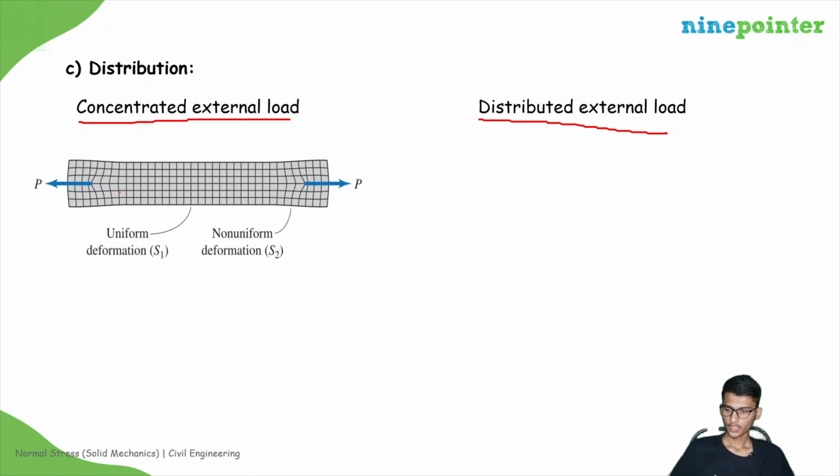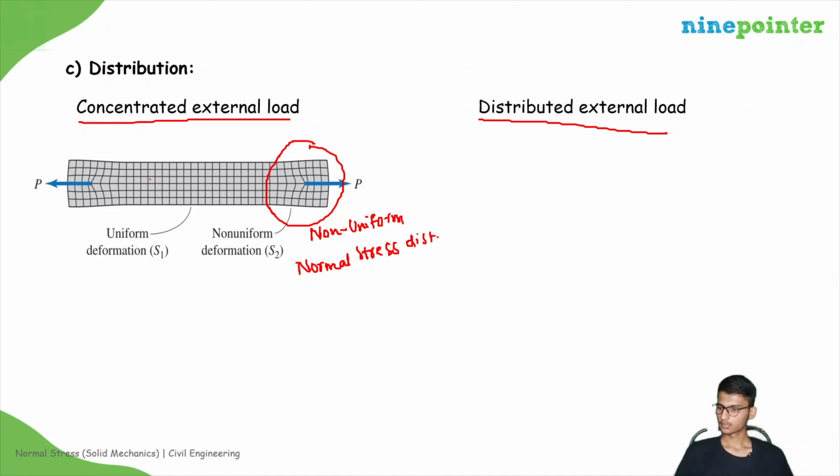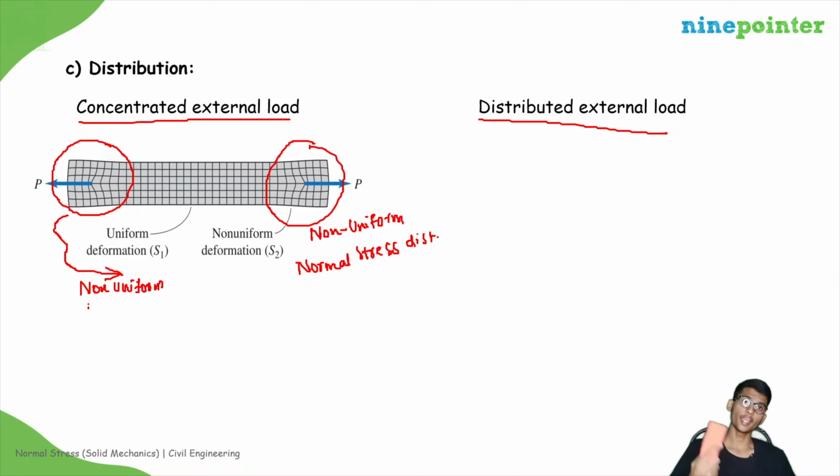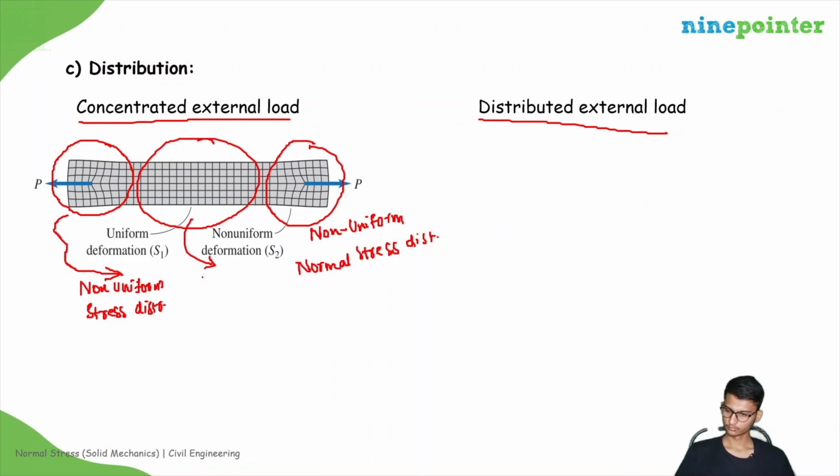If you apply a load at a point, then it is clear. If you take a piece of cloth and mark lines in this checker type, and you apply equal and opposite point load P, then you will observe non-uniform distribution of stress here. At the place and near the place where the point load acts, there will be variation of the normal stress. So that is the reason there will be non-uniform deformation and non-uniform stress distribution. But when you come to the middle region, it will be uniform. It is observed experimentally.